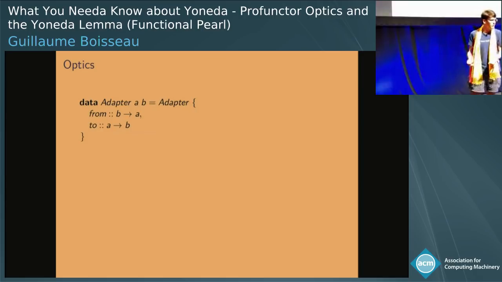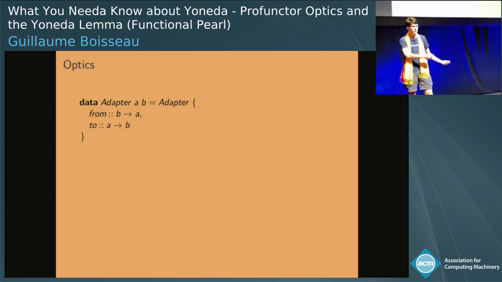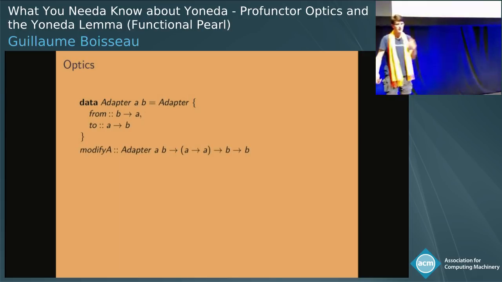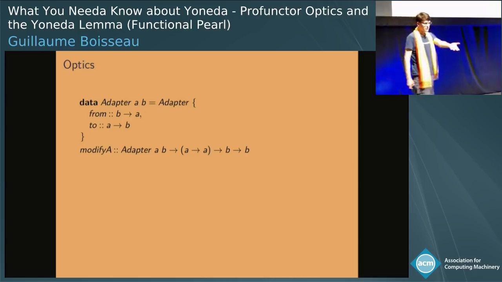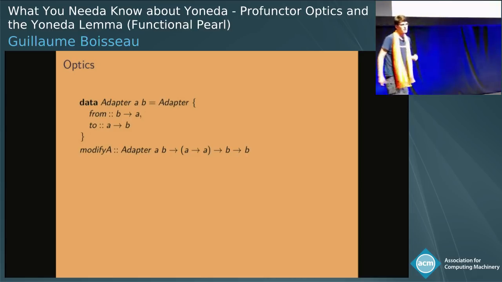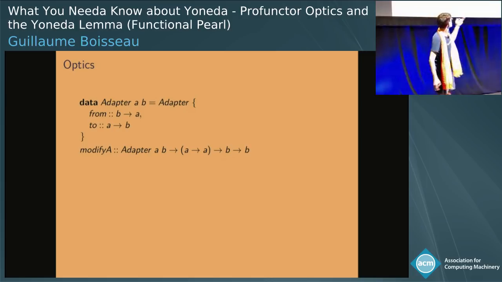And I may want to do that quite often, so the idea of adapters is to package those two directions, those two transformations, into one thing. And then from there, I can define a number of generic combinators that will use adapters and do manipulations. So for example, modify A for adapter takes an adapter and a map that modifies A's and transforms it into a map that modifies B's. Since A's and B's are, intuitively, the same, it's logical that we can do that.